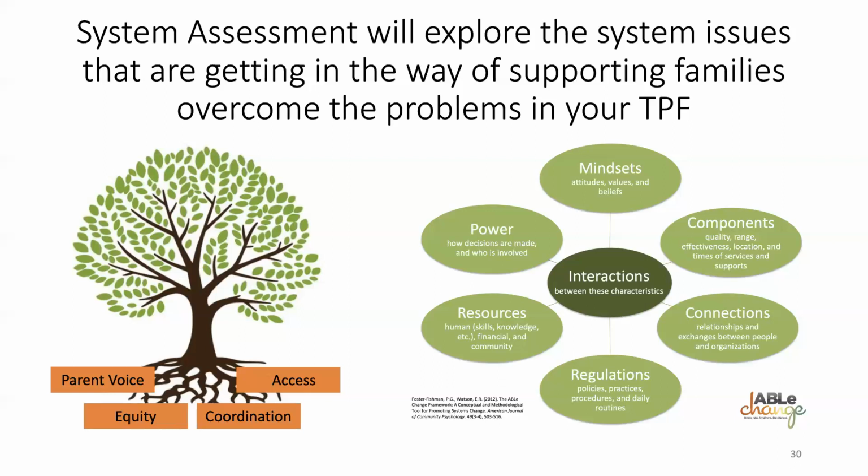And so we rely on the Able Change Cloverleaf to help us with this. These are what they refer to as system characteristics, so they're more specific types of system issues. For example, when we're looking at access issues, we could have access issues that are due to mindsets or components, which have to do with how the services are offered or where they're offered, or the quality.